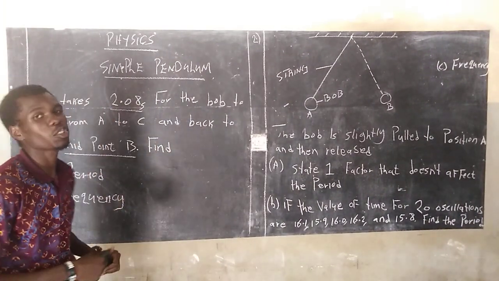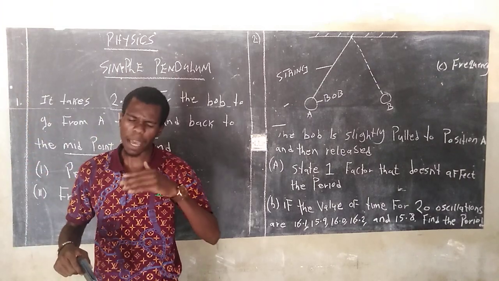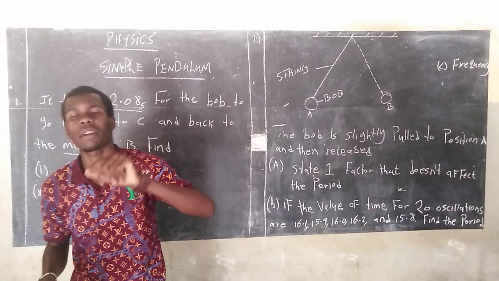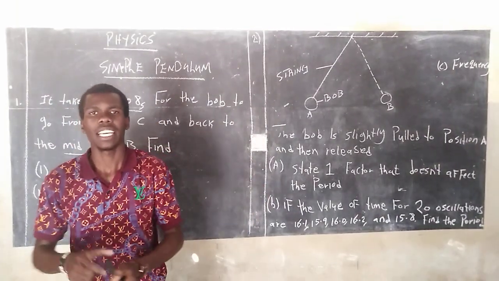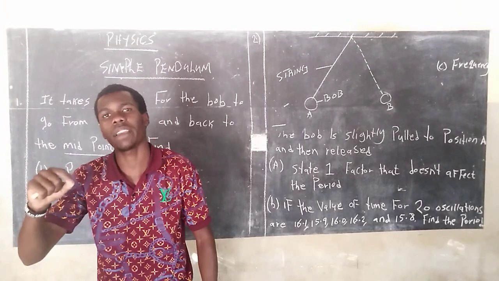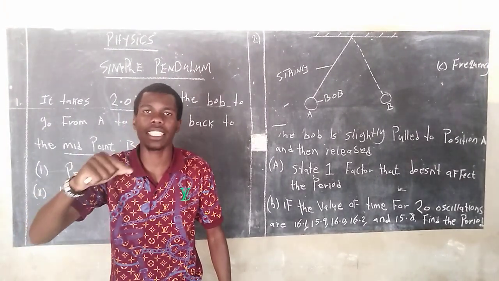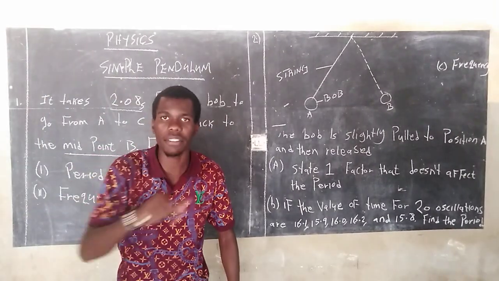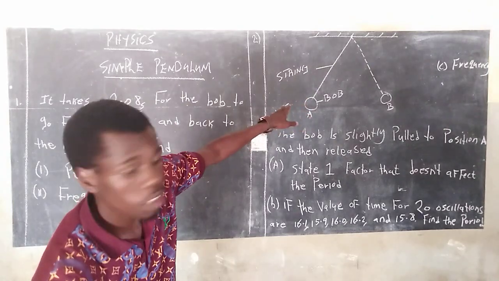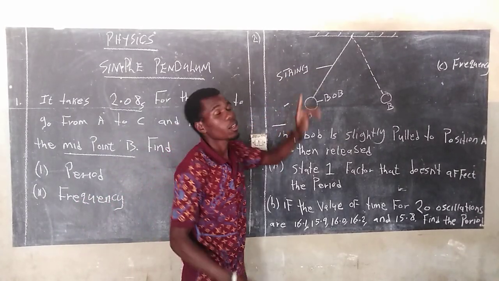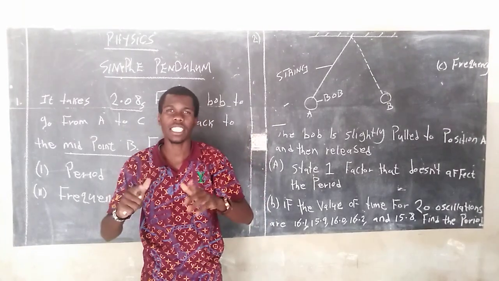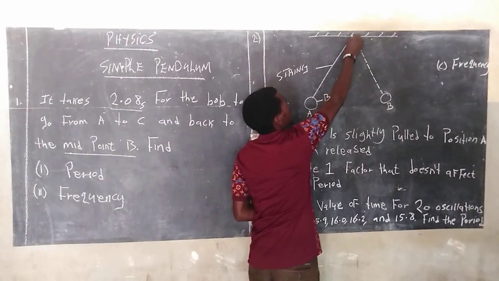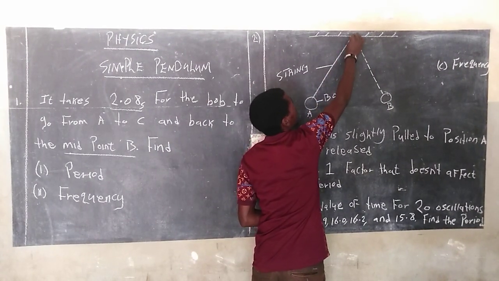Now what is a pendulum? A pendulum, by definition, is just a body that is suspended from a fixed point. That body is able to swing under the influence of gravity. Let me try and use this thing as an example. Here, these things are fixed.